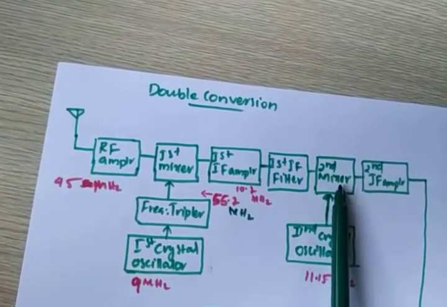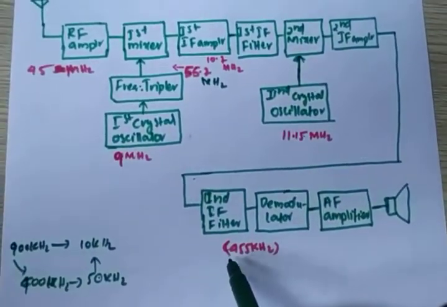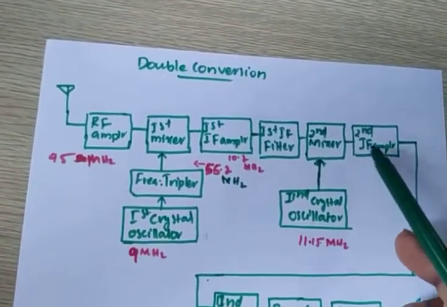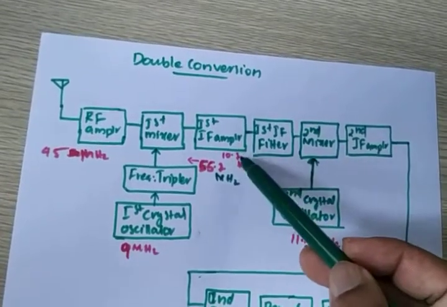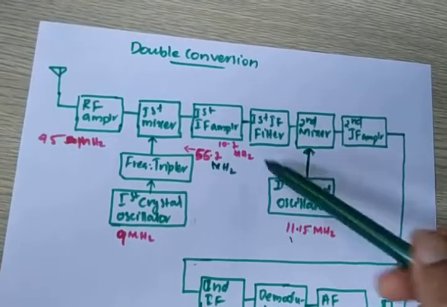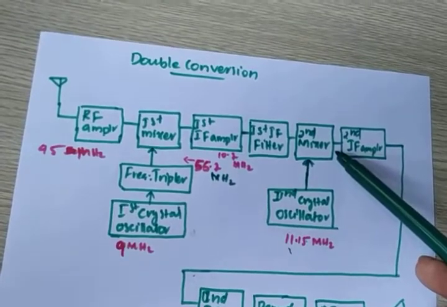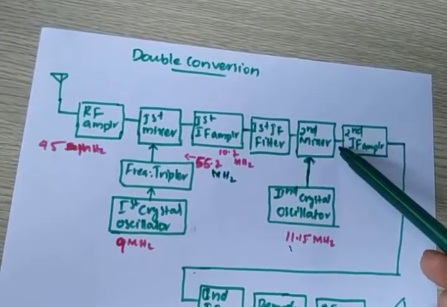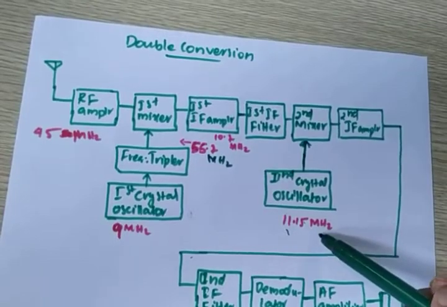Now it is given to the second mixer. My final output is 455 kilohertz, so here you have to use another crystal. Here it is 10.7 megahertz, so here you should use 11.15 megahertz. The difference between these two will be 455 kilohertz. So you know how to do this. This is 10.7 megahertz, here it is 455 kilohertz, so definitely this should be 11.15 megahertz.